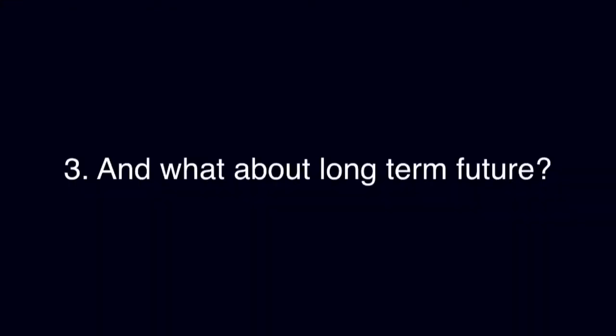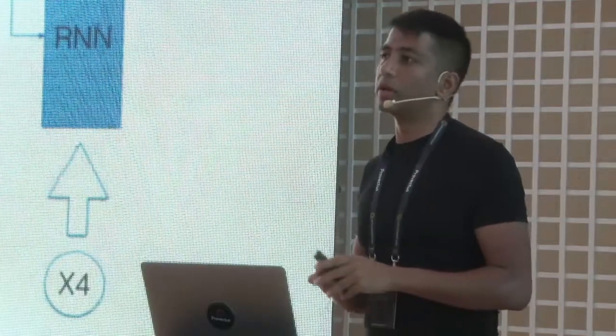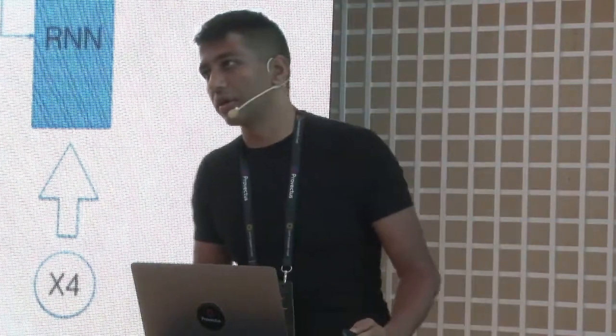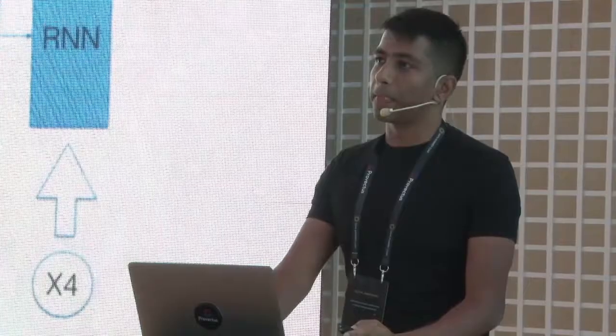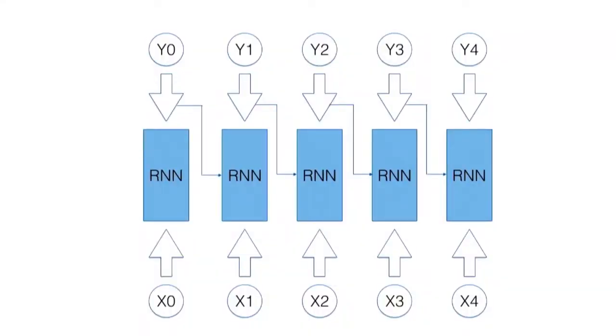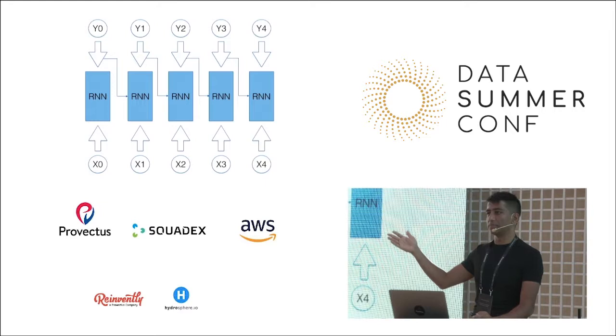The next level is, can we even use machine learning to predict long-term futures? There is a class of machine learning algorithms called RNN, which is recurrent neural networks, which is a series of neural networks. It's not just one neural network, it's a series of neural networks. And the series is basically over a lot of different times.